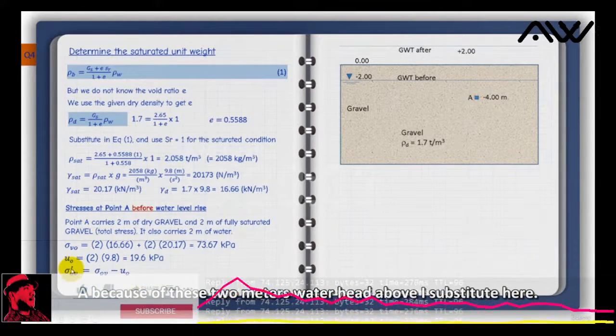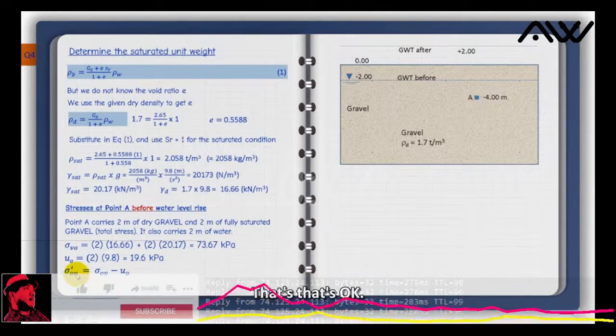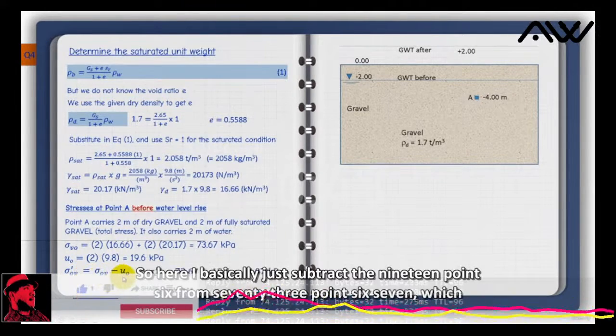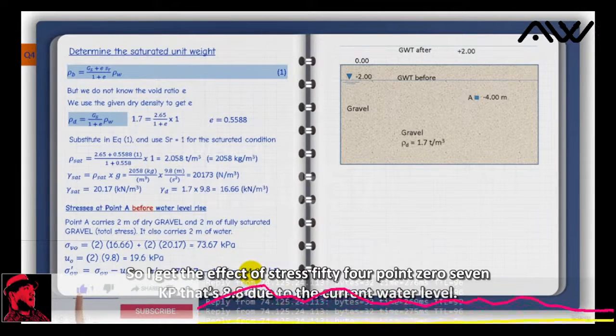I substitute here, I subtract this pore pressure from the total stress to get the overburden pressure. This is supposed to be sigma dash V naught. That's okay. So here I basically just subtract the 19.6 from 73.67, which is the total stress. So I get the effective stress, 54.07 kPa. That's at point A due to the current water level.